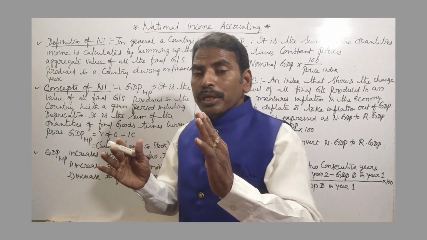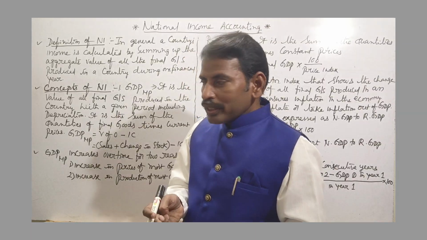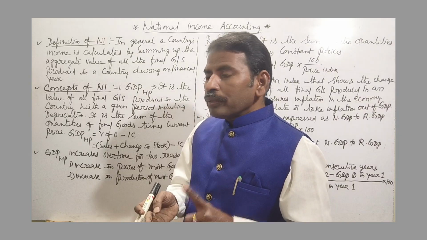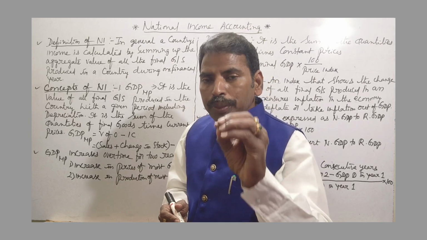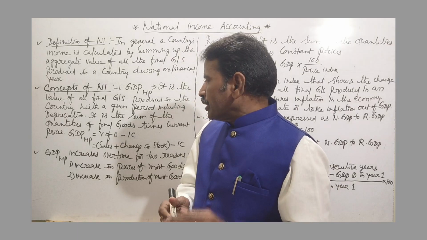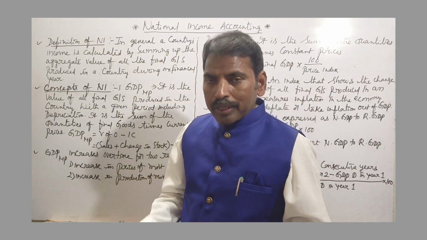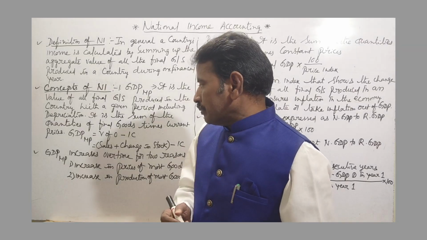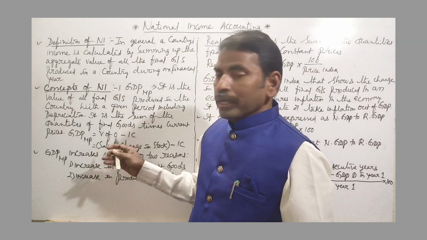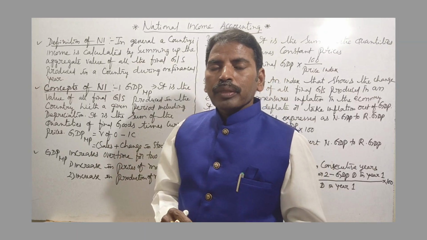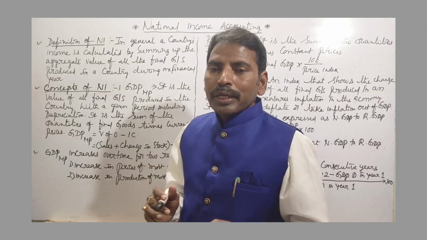What is the meaning of GDP market price? It is the value of all final goods and services produced in the country within a given period, including depreciation. This is called GDP market price. In other words, it is the sum of the quantities of final goods times current prices. So GDP market price is equal to value of output minus intermediate consumption.